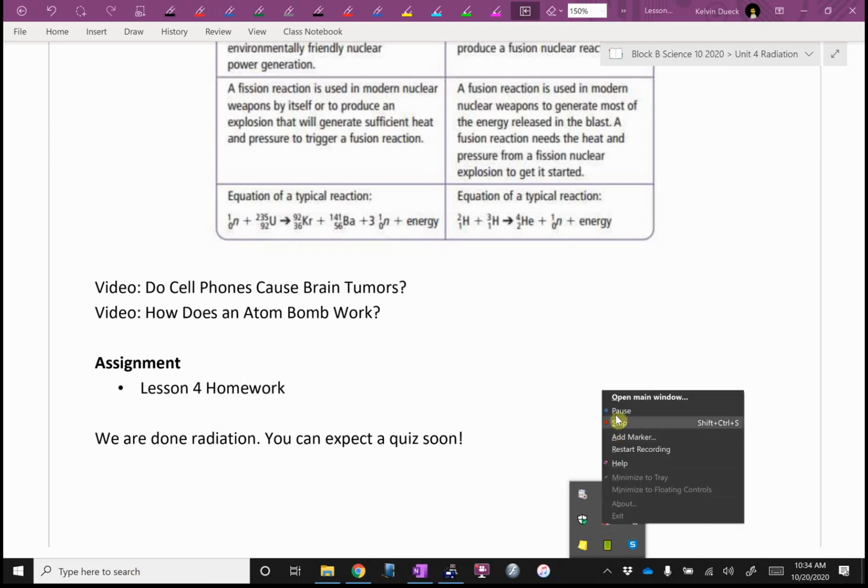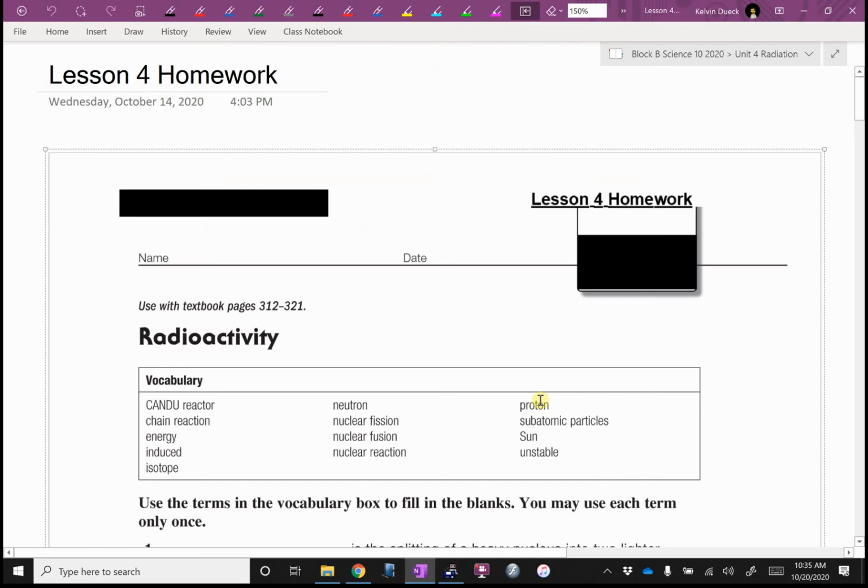Her birthday's on Thursday. So this is based on an old Science 10 lesson. Quiet, please. From the textbook.